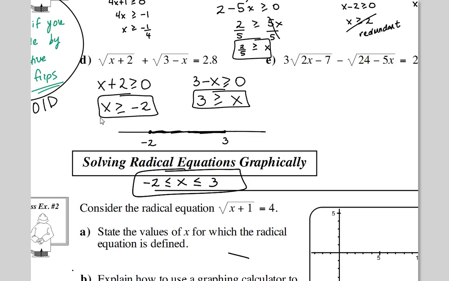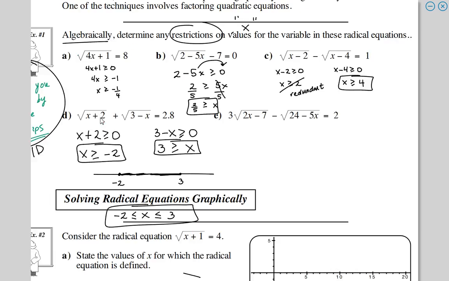Okay, so you have two situations, and neither of those is redundant. Remember in the previous one, they both were similar, so one of them was redundant. But on this one, you don't cross them out. You have to think about it.